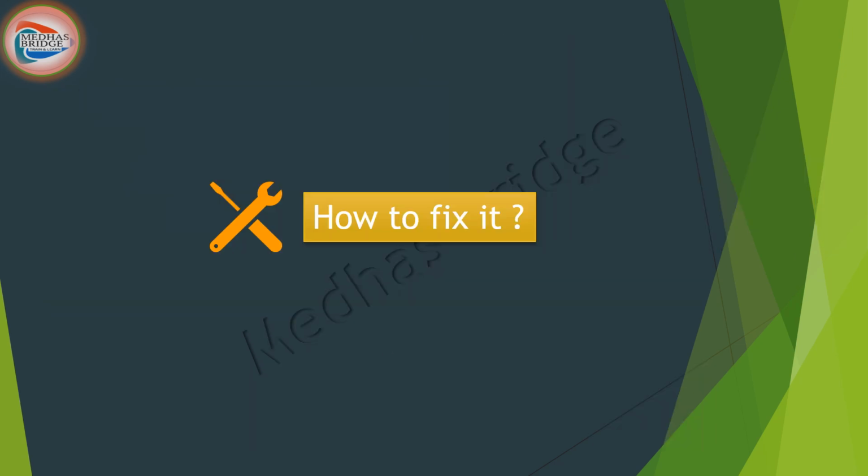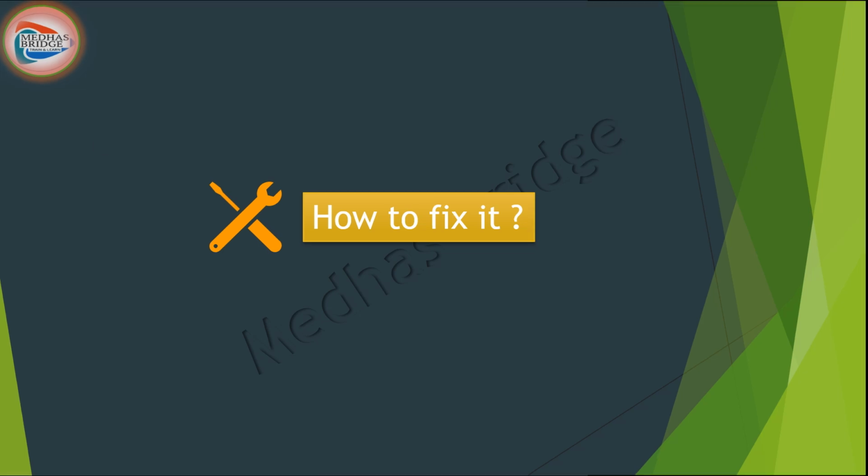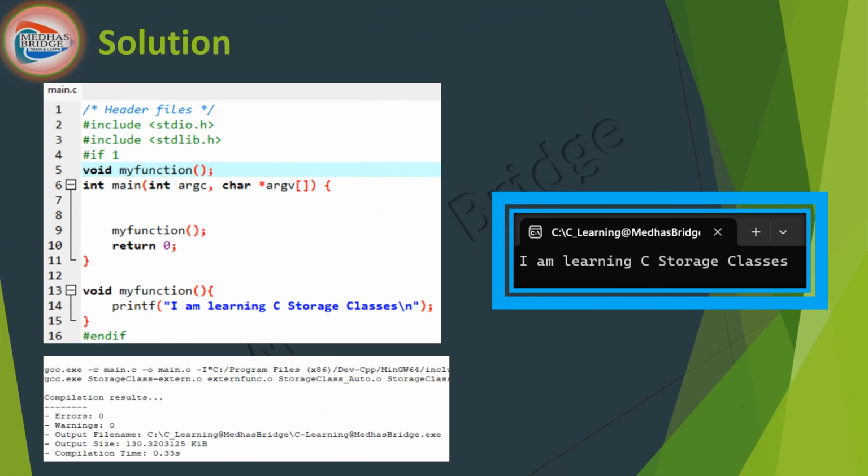Okay, then how to fix this problem? Here is the solution. When you are using functions, you declare a function prototype before the main. This is one way to fix the warning message. If you do so, then it is going to compile clean, and then you will see the output as is.